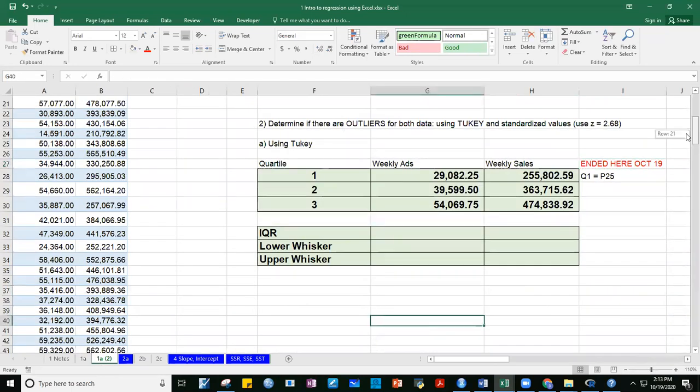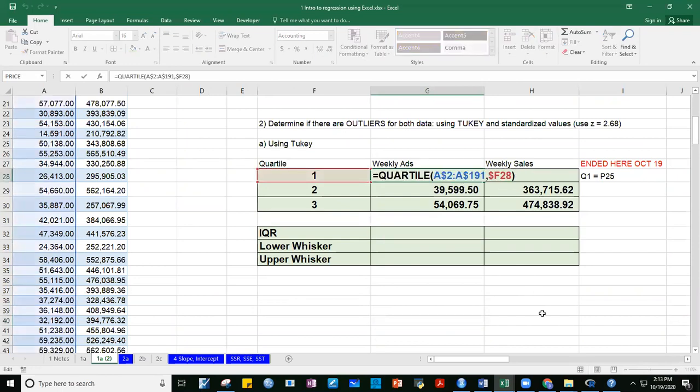Sir, paano po nakuha ulit yung weekly sales? Okay, sige. Flash ko lang yung formula. Yung sa weekly ads, dapat ganyan yung formula natin. Tapos i-copy lang natin to the right and then below. Sir, bakit po siya may dollar sign? Yeah, sige. Explain ko yung next meeting, ha?